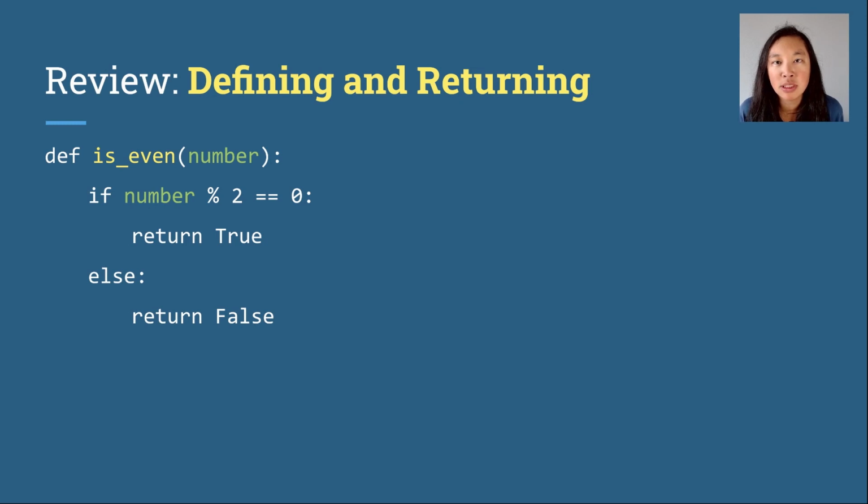So as a review, we did talk a bit about defining and returning in functions. So here we have a function that tells us if a number is even. So when we call is_even(5), what happens is that number inside of the function that we defined becomes a variable that contains the value of 5. So whenever we see number inside of this function, it's going to use the value of 5.